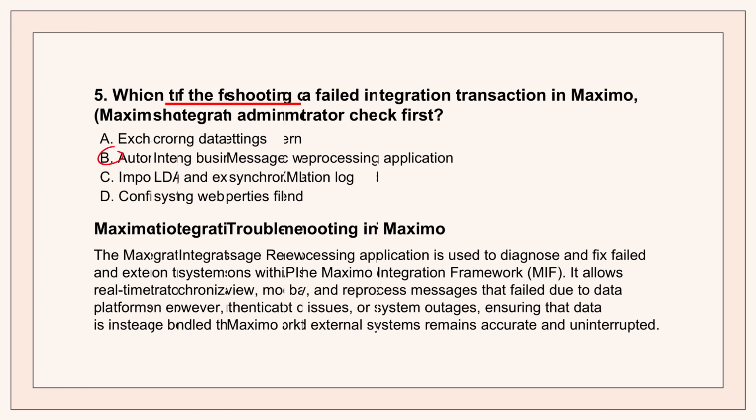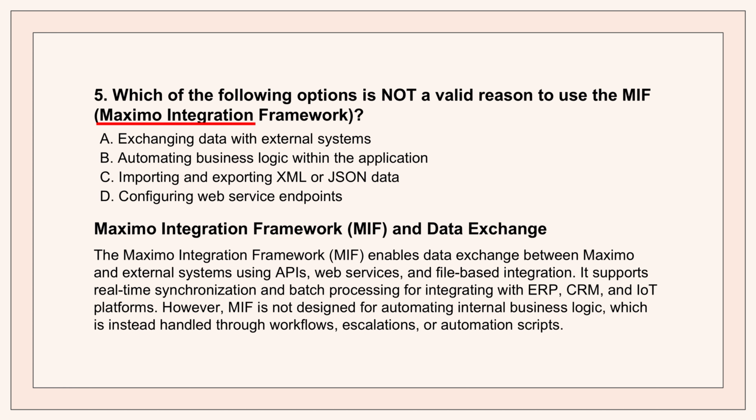Exactly. We've got a question here about the Maximo integration framework, the MIF. It says, which of the following options is not a valid reason to use the MIF? And the answer is automating business logic within the application. So this is like a what-it's-not-used-for question. Exactly. Why is that distinction important?